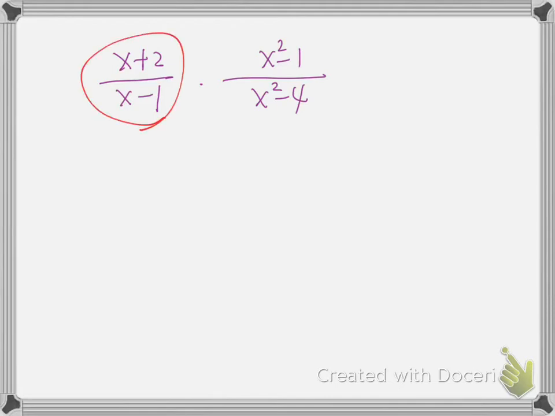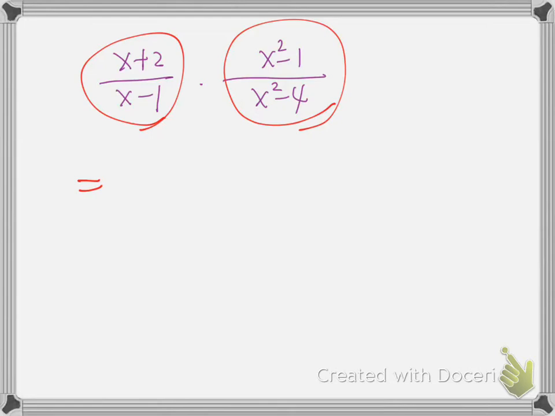So (x plus 2) over (x minus 1) times (x squared minus 1) over (x squared minus 4). This is a rational expression, and this is another one. Now let's factor the quadratic part.